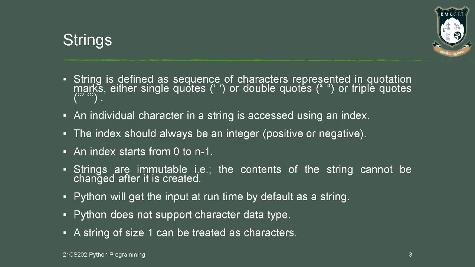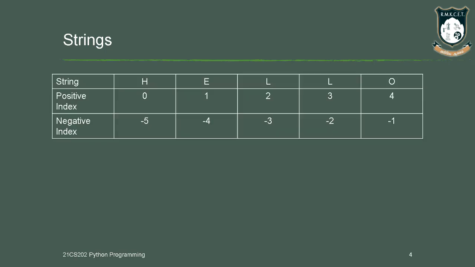One of the important properties of a string is that it is immutable. That is, once you have created the string, the contents in the string cannot be changed, or we cannot alter the contents. Now we shall see the indexing of strings.